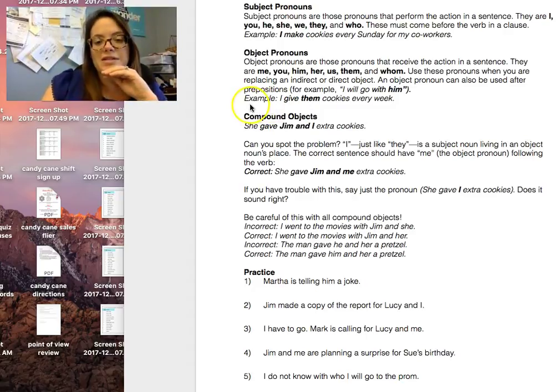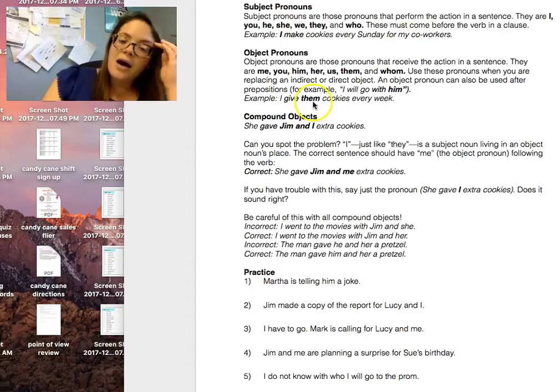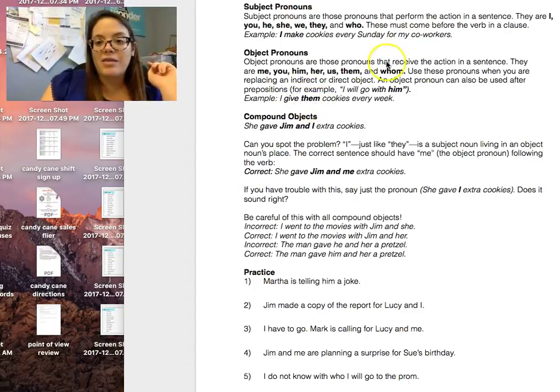So here's an example. I give them cookies every week. Them is my indirect object here, right? I give what? I give cookies to whom? To them. And I want to use them, not they.